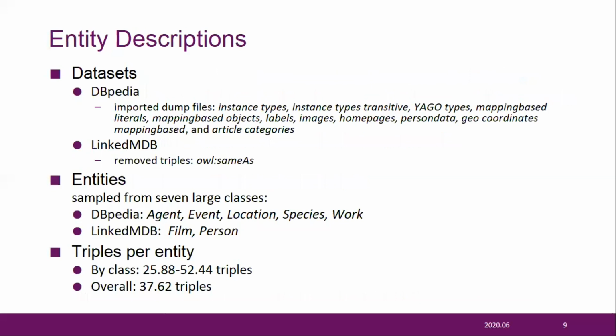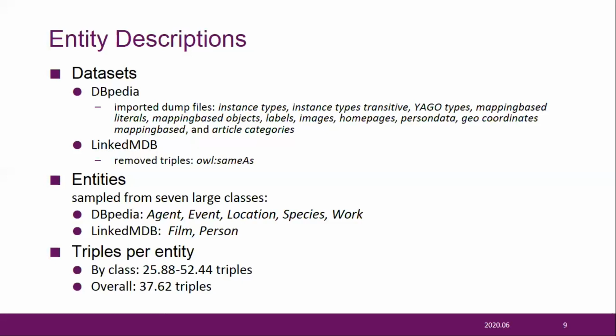To form the entity descriptions, we sample entities from 2 datasets of different kinds: an encyclopedic dataset, DBpedia, and a domain-specific dataset, LinkedMDB. Entities are sampled from 7 large classes. For DBpedia, we sample entities from agent, event, location, species, and work. They collectively contain 60% of the entities in the dataset. While for LinkedMDB, we sample from film and person.